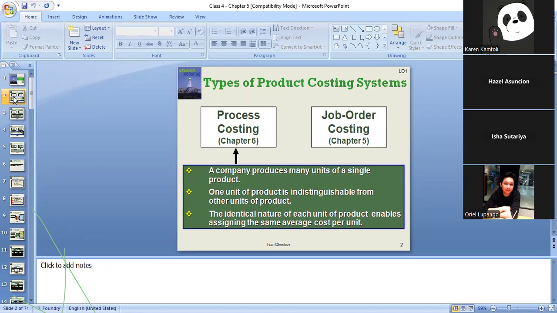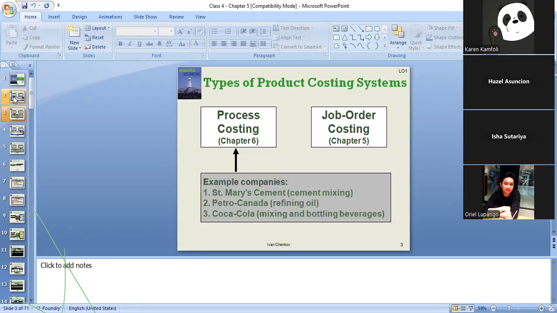How are we going to do that? For a period of time, let's say 1 month, we're going to see how many products we produce. We're going to see how much the total cost is for that period of time. Cost divided by the number of products is going to give us the average cost per unit. And we get our cost.